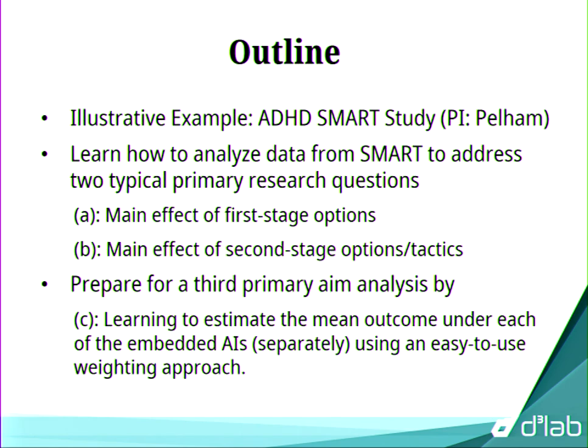All right, so here we go. What are we going to do in the next 50 minutes? We're going to learn how to analyze data from a SMART to address 3 types of primary aims. We'll start with the first 2: comparing the 2 initial intervention options, and comparing the 2 second-stage options among non-responders. In the second part, we'll prepare for the 3rd type of primary aim, which was to compare embedded adaptive interventions. We'll learn how to estimate the mean outcome under just one of the embedded adaptive interventions. So far, so good?